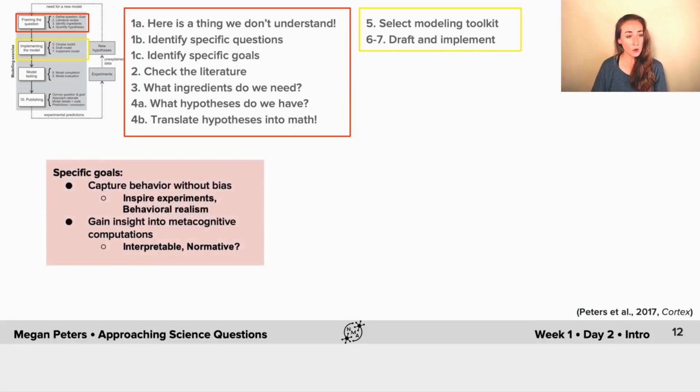So here are the goals that we described previously. Just put them up there to have you remember what they are. So we want to capture that behavior that is stochastic, that is noisy, and we want to gain some insights into those metacognitive computations. So here are some of the toolkits that you're going to learn about over the next couple weeks. And we want to see how well these tools are going to be able to evaluate or capture and address these very specific goals.